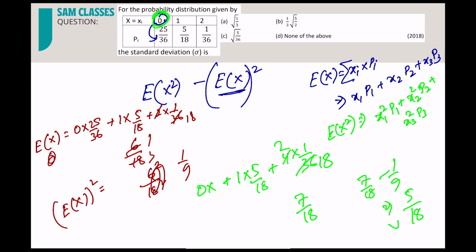So 5 by 18, if you do the square root, what you will get? Somewhere around root 5, 1. And 18 is equal to nothing but 3 root 2. Means 9 into 2, so 3 root 2. So 1 by 3, root under 5 by 2.